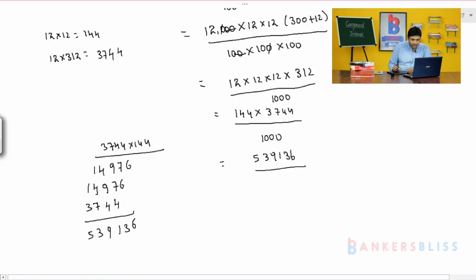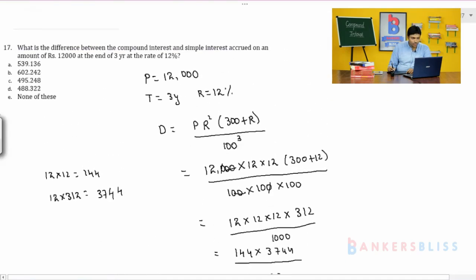So the answer is 539136 divided by 1000, which is equal to 539.136. So option A is the right answer. See, this is the formula; you have to go with this formula to calculate the answer.